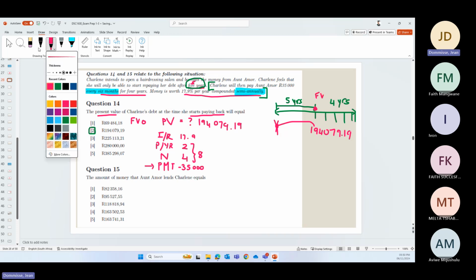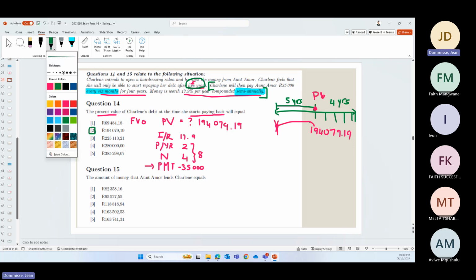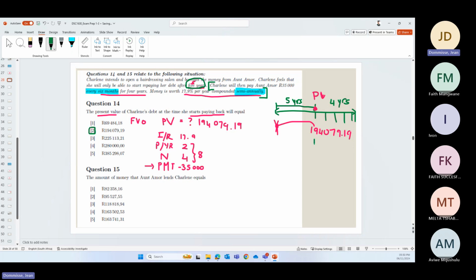Sorry, it was the present value of those 4 years, but this present value is actually for the 5 years. Is this the future value? Okay, so this is the future value of that piece of money that she borrowed 5 years ago. So that's the future value. We will need to work out what is that present value at the beginning of a period. So that is what we need to work out.